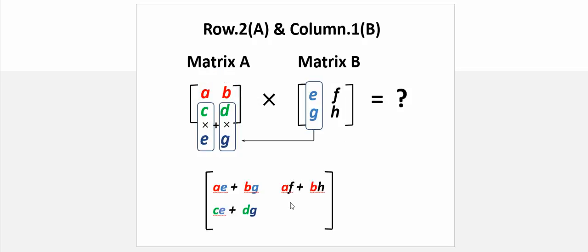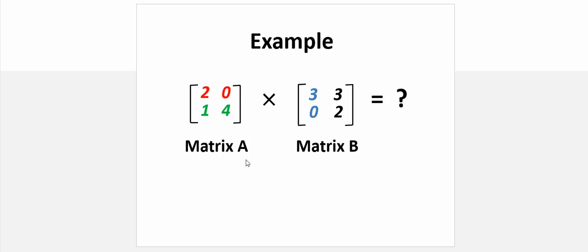Repeat again, but with the bottom row of matrix A. So again, the first column of matrix B multiplied by the second row of matrix A gives us CE and DG. And finally, the same again, except using column 2 of matrix B. So CF and DH. That's the general form. So it's taking the first column of the second matrix and multiplying it by both rows, then taking the second column of the second matrix and again multiplying by both rows of matrix A.